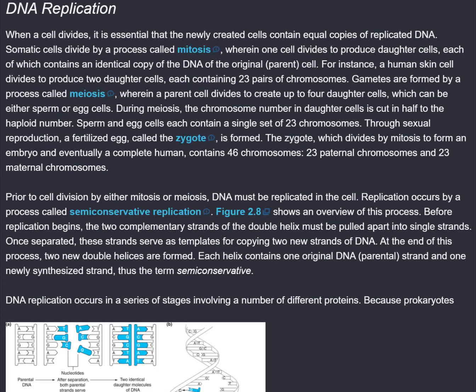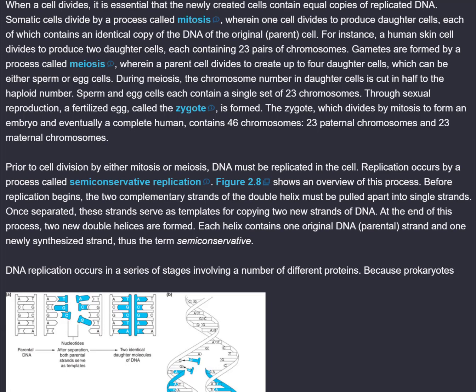DNA replication. When a cell divides, it is essential that the newly created cells contain equal copies of replicated DNA. Somatic cells divide by a process called mitosis, wherein one cell divides to produce daughter cells, each of which contains an identical copy of the DNA of the original, parent, cell. For instance, a human skin cell divides to produce two daughter cells, each containing 23 pairs of chromosomes. Gametes are formed by a process called meiosis, wherein a parent cell divides to create up to 4 daughter cells, which can be either sperm or egg cells.